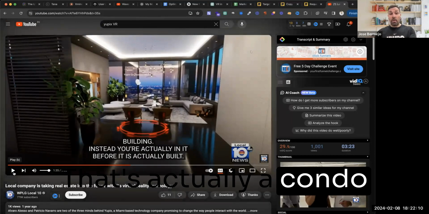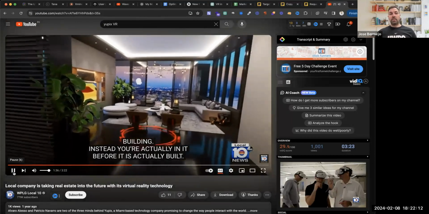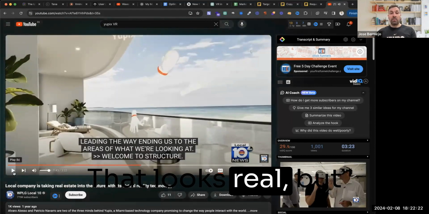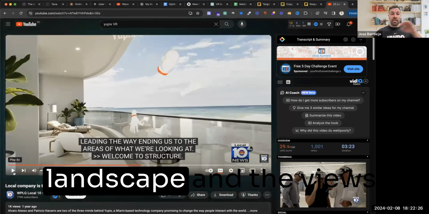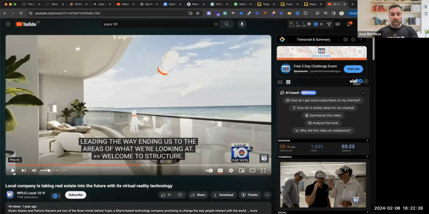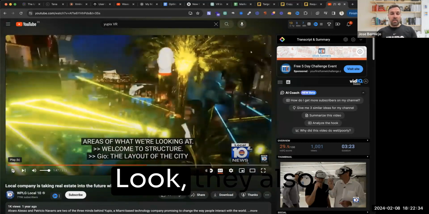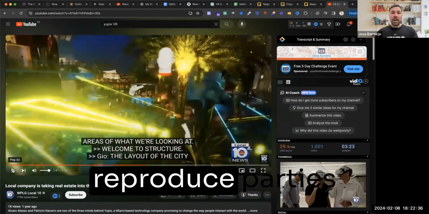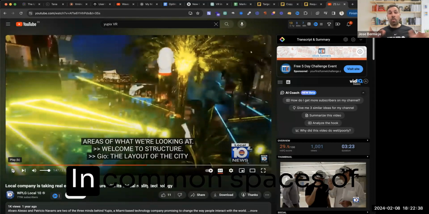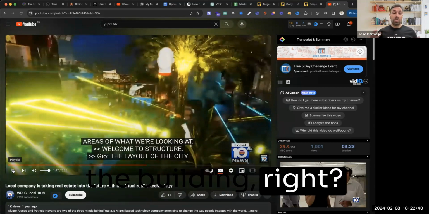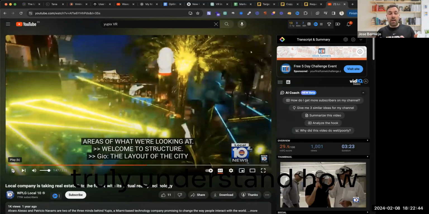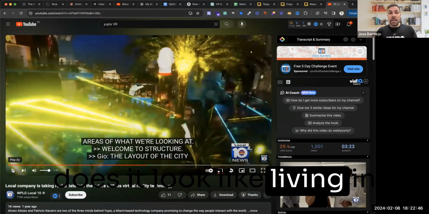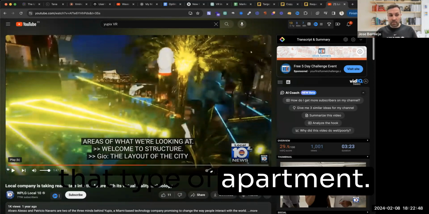That's actually a condo apartment in Miami. Can you see that? That looks real, but it's virtual reality. That's because they reproduce the landscape and the views. They also reproduce the amenities in common spaces of the building, right? So the buyer can truly understand how it looks to live in that type of apartment.